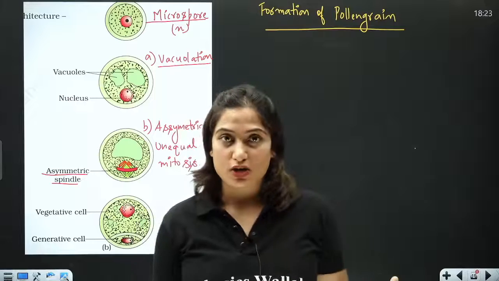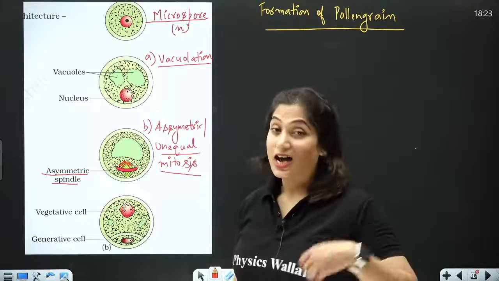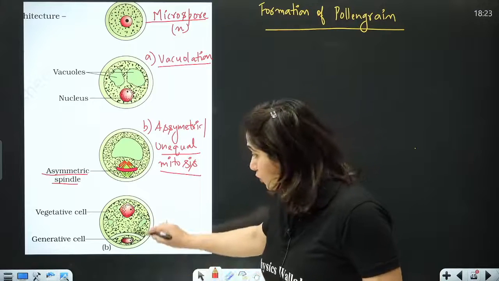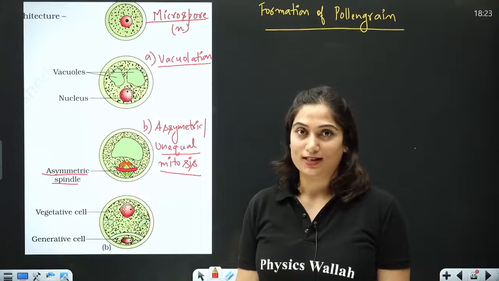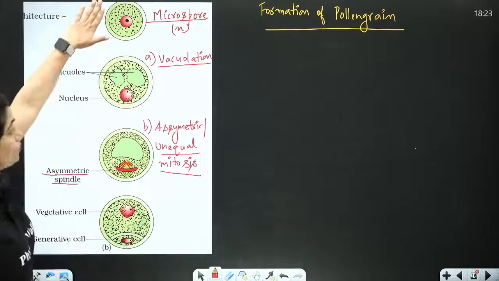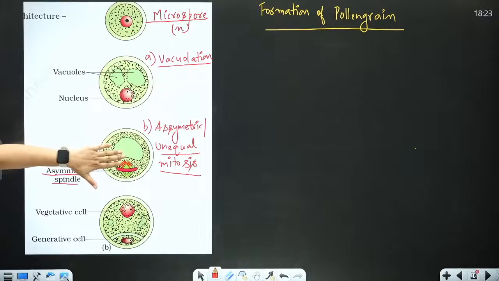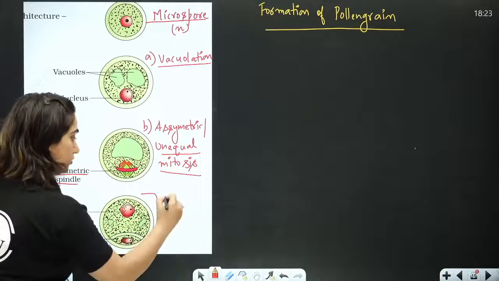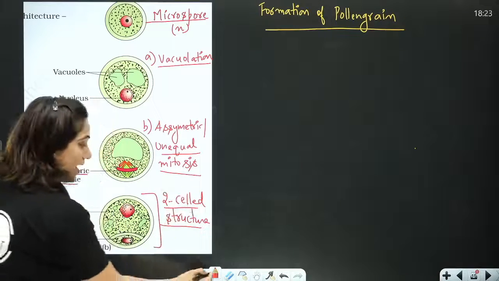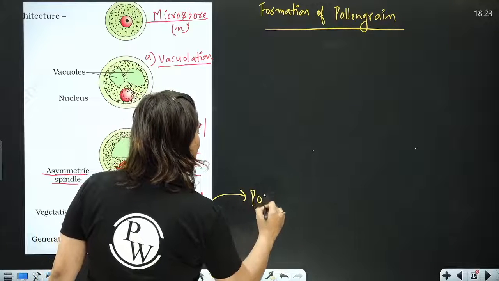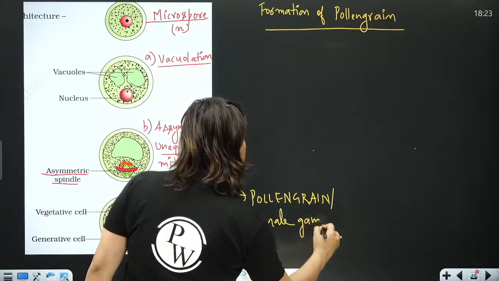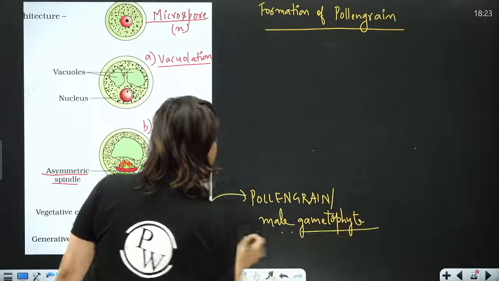Because of the formation of asymmetric spindle fibers, the mitosis over here is unequal, and because of that, one single microspore gets divided into 2 cells. And these 2 cells are unequal. They are not equal. Why? Because the unequal mitosis has just occurred. So ultimately, the microspore first undergoes vacuolation, then unequal mitosis occurs in the microspore, and then it forms a 2-celled structure, and this 2-celled structure is called a pollen grain, or the male gametophyte. So this is how a single microspore gets changed into a male gametophyte.